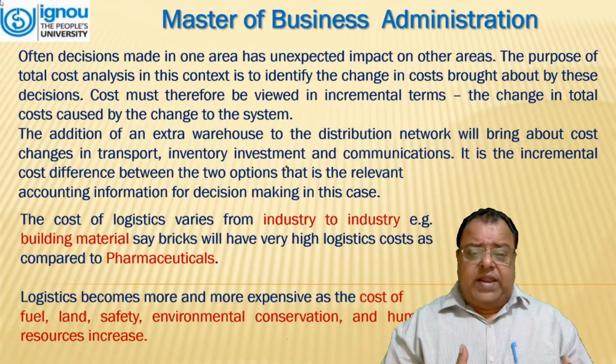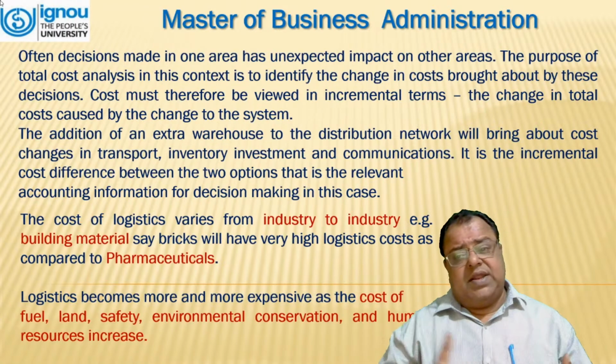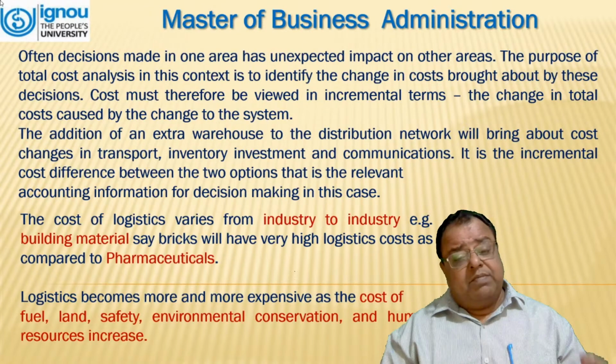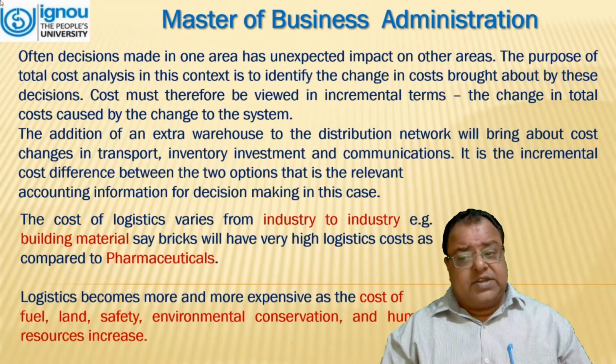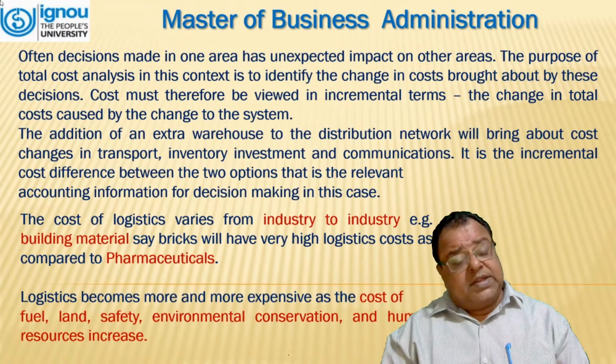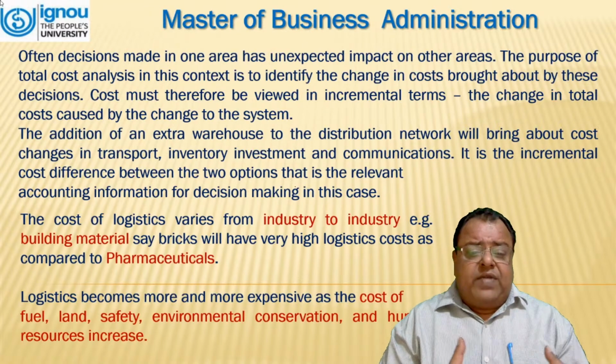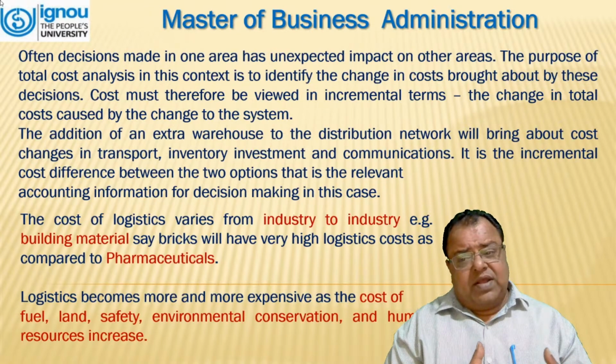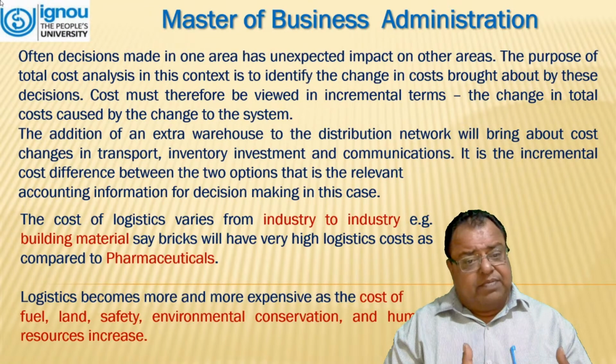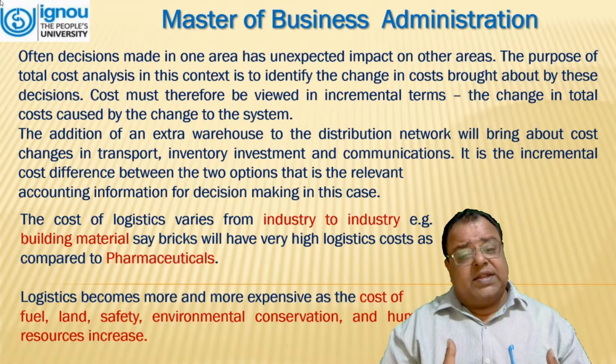Often, decisions made in one area have unexpected impact on another area. The purpose of total cost analysis in this context is to identify the changes in cost brought about by these decisions. Cost must therefore be viewed in incremental terms, the change in total cost caused by the change in the system. The addition of an extra warehouse to the distribution network will bring about cost changes in transport, inventory investment, and communications. It is the incremental cost difference between the 2 points that is the relevant accounting information for decision making in this case.